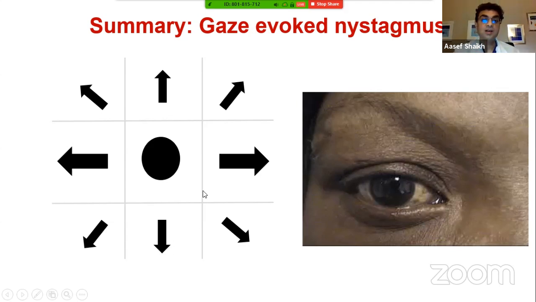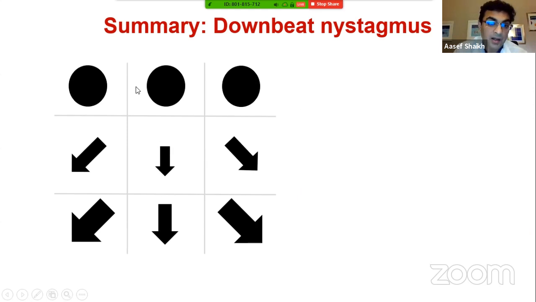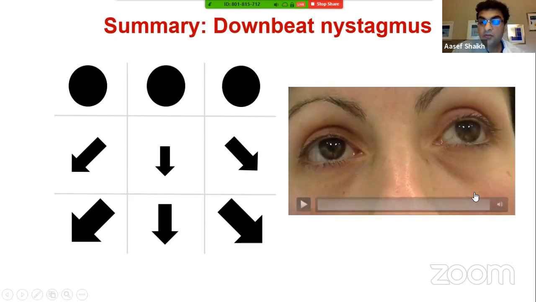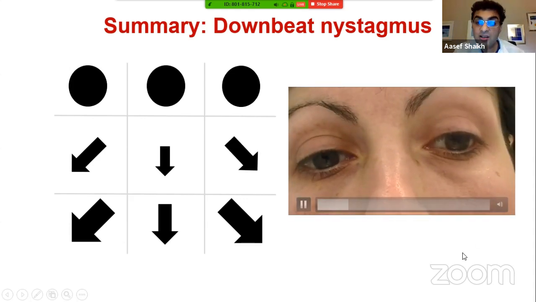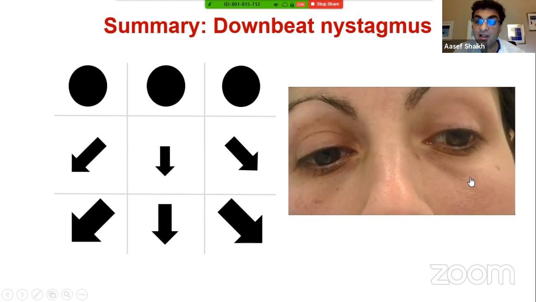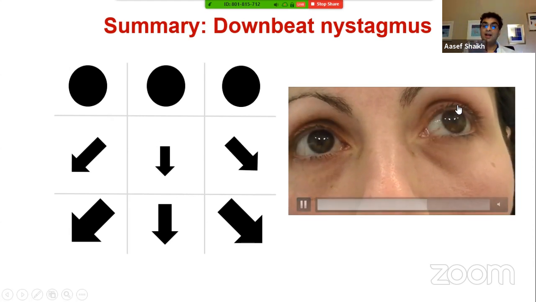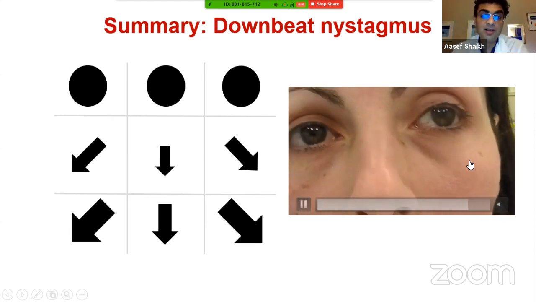In contrast, for downbeat nystagmus, there is nothing when they are in up gaze, but as they look down, they get downbeat, and the intensity of the nystagmus gets more as they are further down. And you want to focus on their lids. Also, you can see it very clearly with the eyelash movements that she has a downbeat nystagmus.